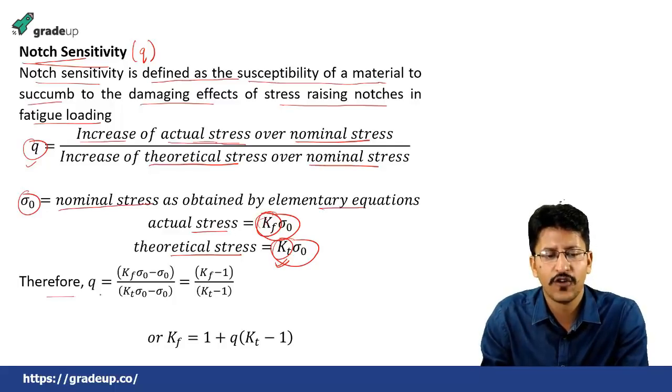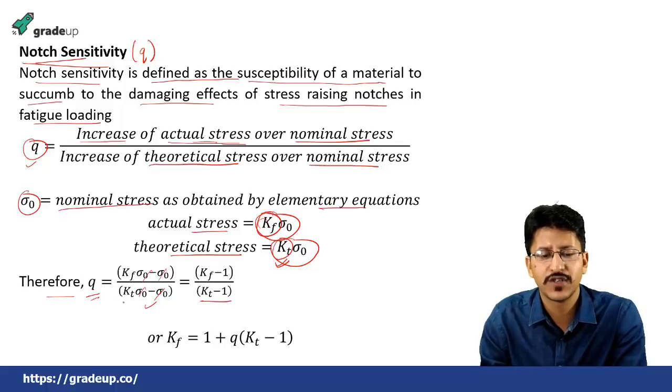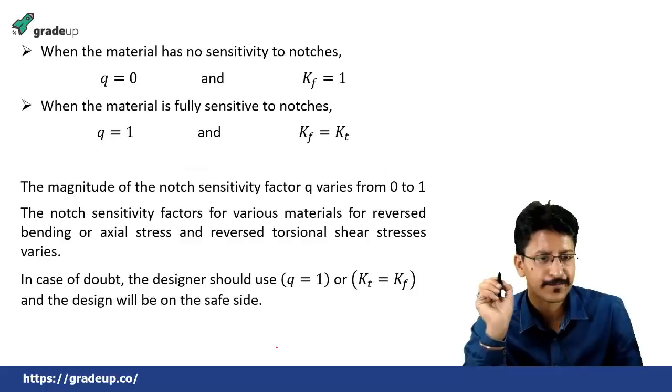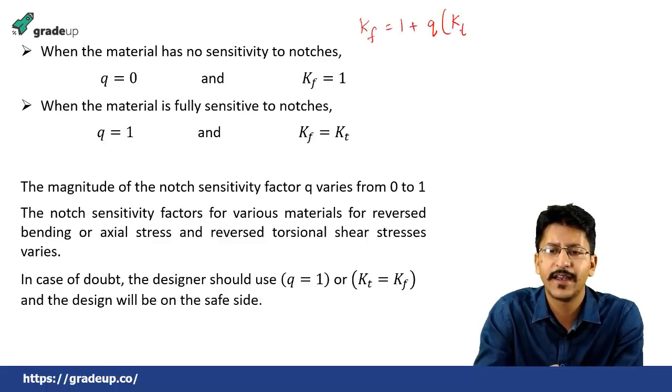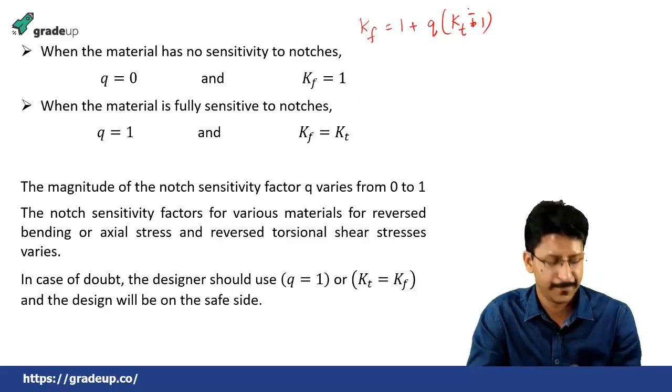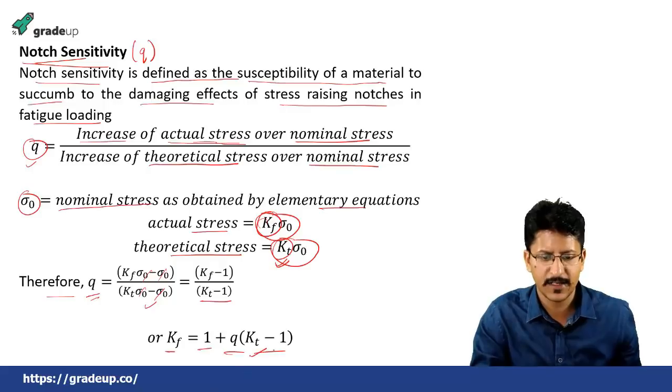Okay, so therefore Q is equal to this. The sigma naught cancels from everywhere, so that becomes Kf minus 1 upon Kt minus 1, and if we simplify this equation we get Kf is equal to 1 plus Q times (KT minus 1). Okay. And now the two conditions arise, where we have written that Kf is equal to 1 plus Q times (KT minus 1). Like this it is here, KT minus 1.